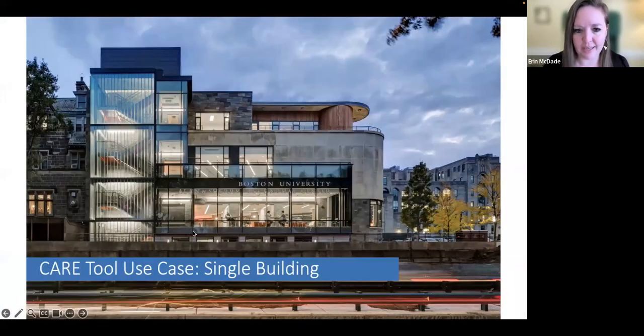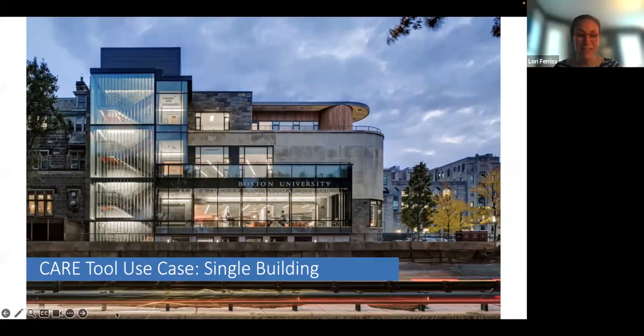Okay, Lori, take it away. Thanks, Erin. So I'm going to briefly go through a couple of examples of use cases for the tool. First, looking at a single building, and then how that scales up looking at an entire campus.